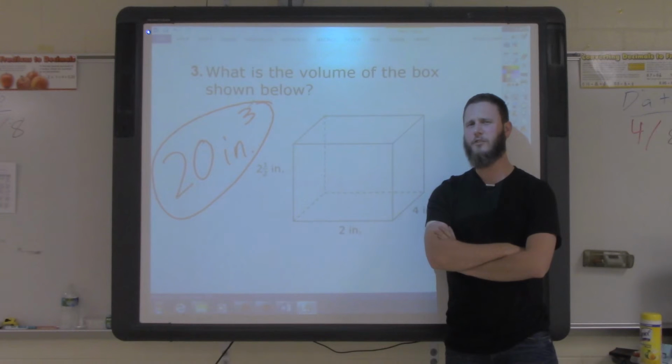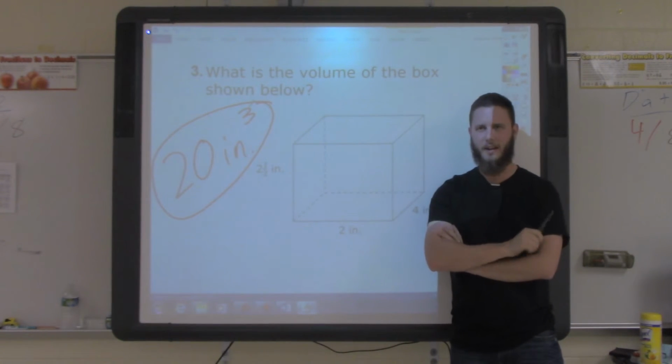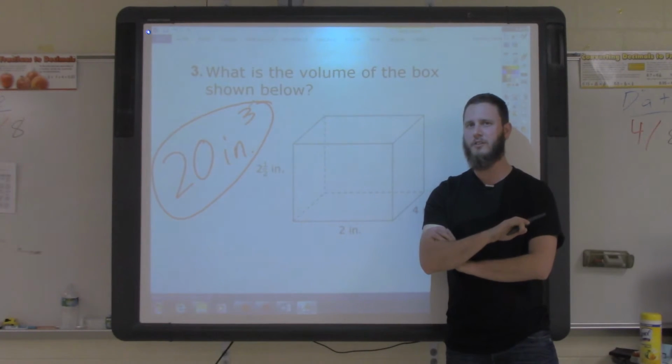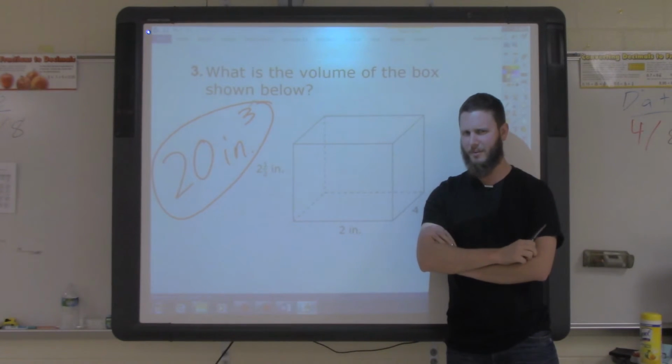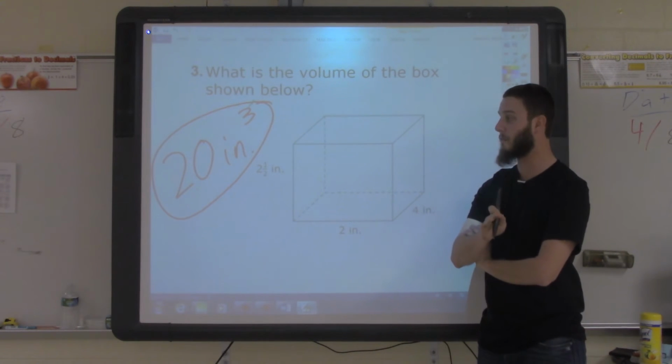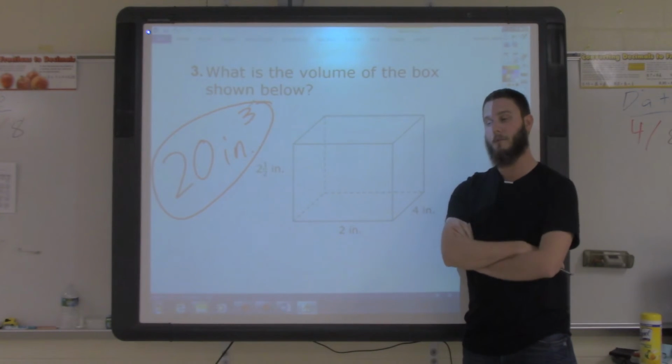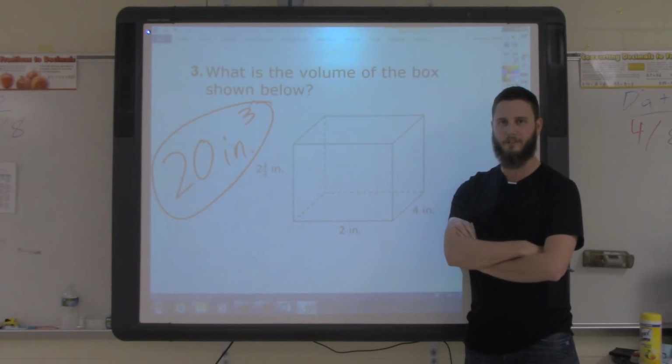Did you get 20 inches cubed? If not, go back and double check your multiplication. If you did anything other than multiplication, you probably weren't paying attention earlier when I mentioned that it's just length times width times height. If you need help multiplying fractions, again, go back and check out that other video where I went over multiplying and dividing fractions.